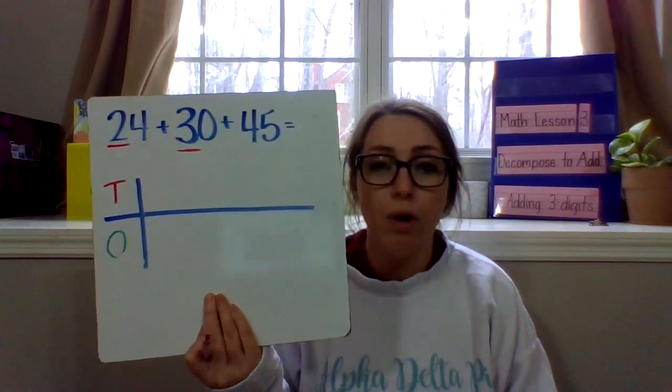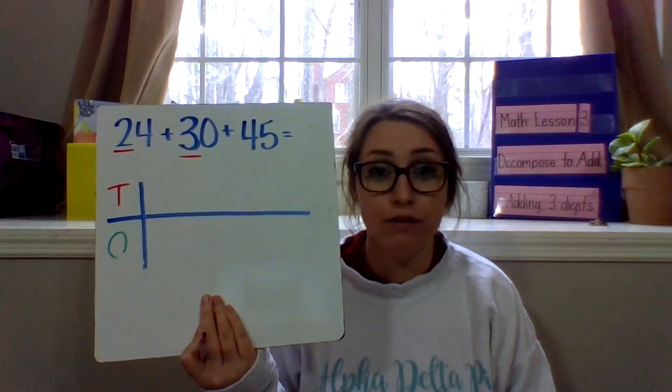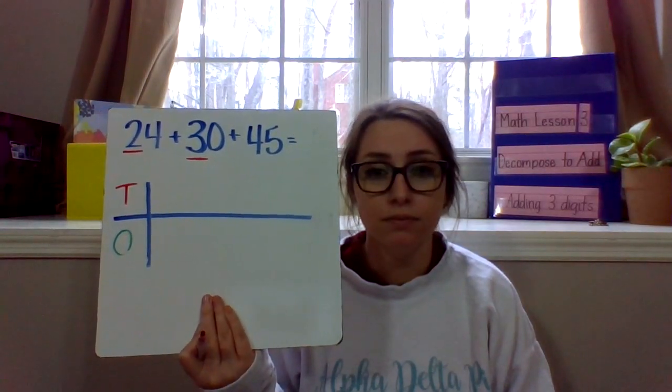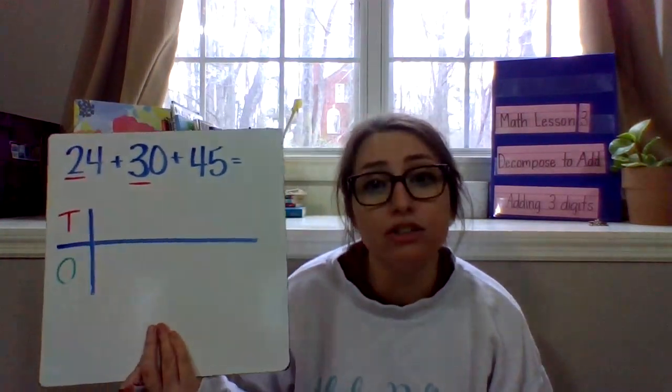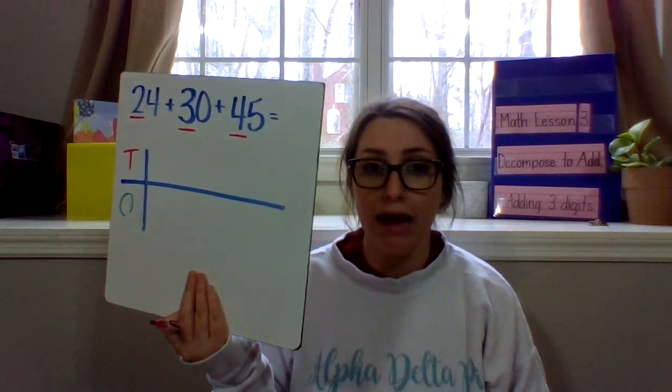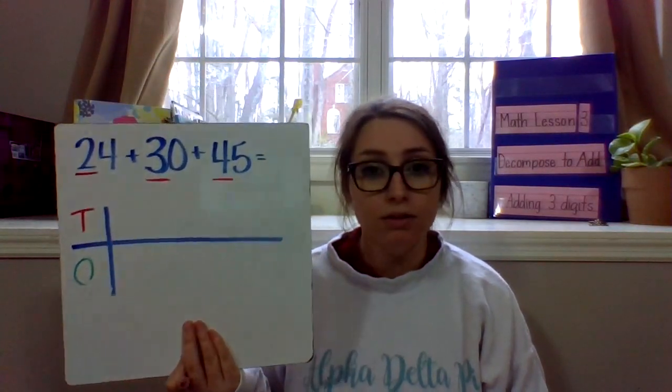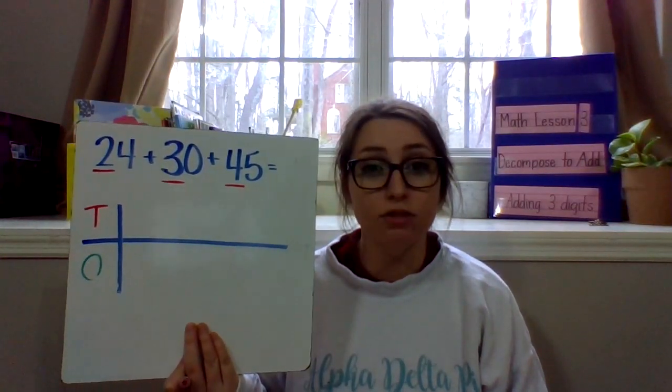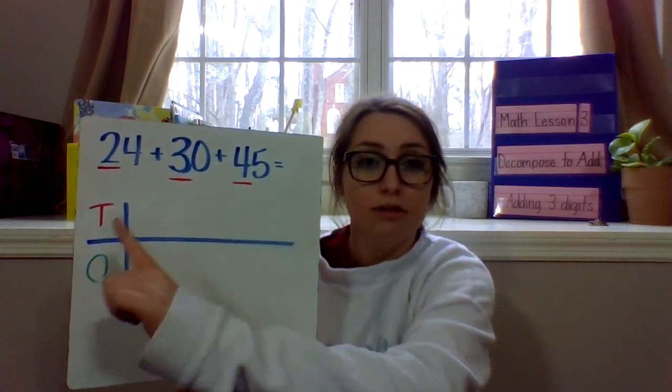Excellent work. Okay, what number is in the tens place in 45? The 4, that's correct, and it represents 4 groups of 10, meaning 40. So I'm going to go ahead and underline that one in my red. Oh, excellent work. Okay, so now I'm going to write those numbers next to my tens so that I know where they go, and we'll add them in just a moment.